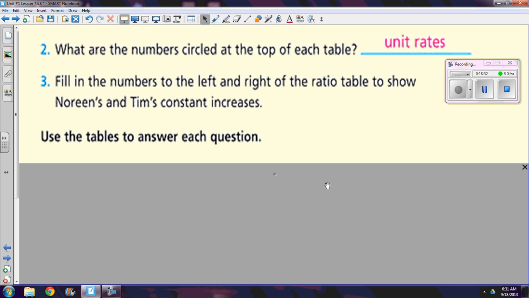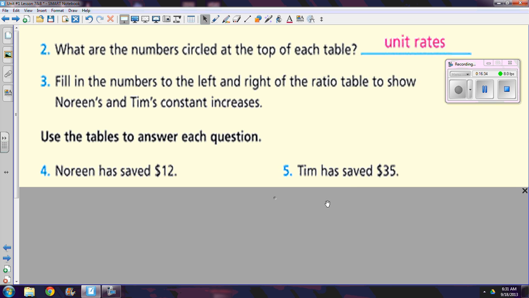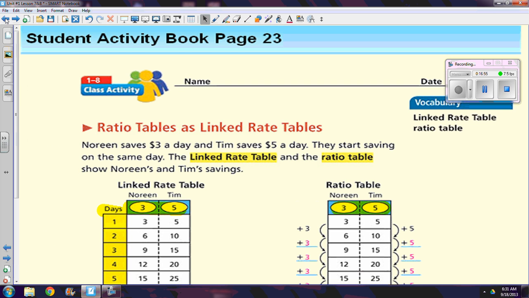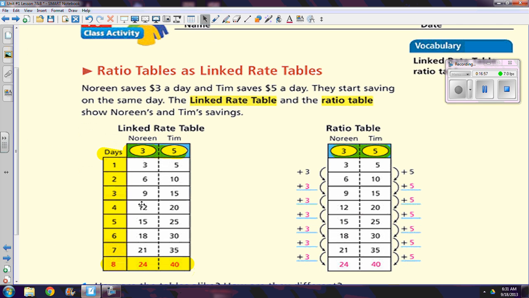All right, now, Noreen has saved $12. Tim has saved $35. So number 4 and number 5, how much has Tim saved? How much has Noreen saved? So if Noreen is at the $12 mark, Tim would be at the $20 mark. If you look at the table, if Noreen is 12, Tim is 20, right here.